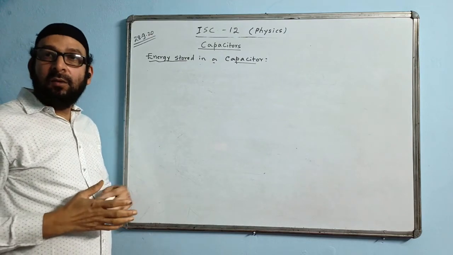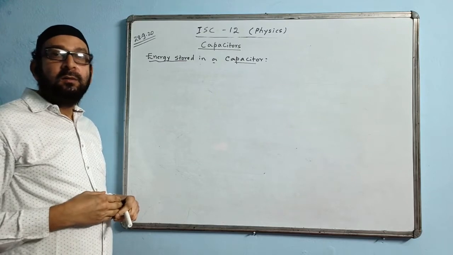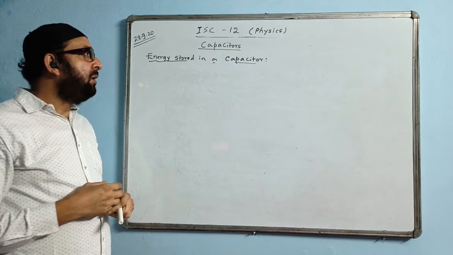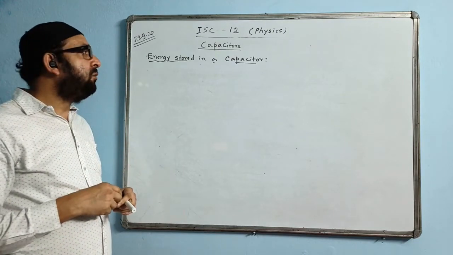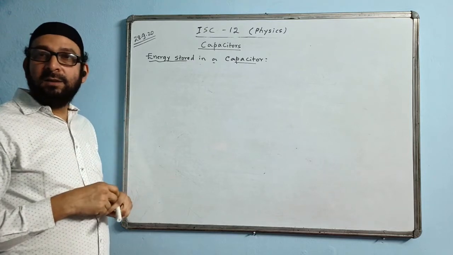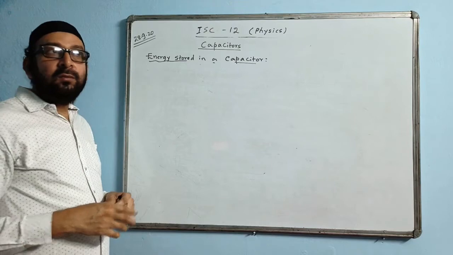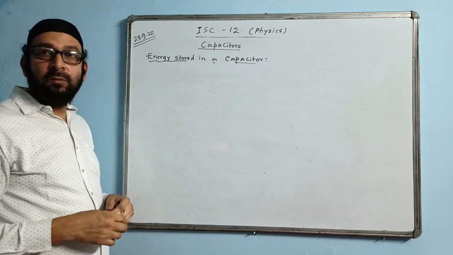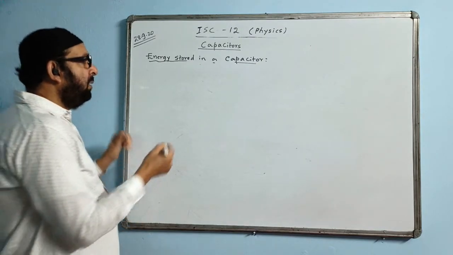There are two methods of deriving the formula of energy stored. One is the graphical method, the other one is the calculus method. So it depends upon the marks. If the marks is 2, then we will go by the graphical method. If the marks is 3, then we will go by the calculus method. But in most of the books, they prefer the calculus method. So anyway, I will show you both the methods and learn both.